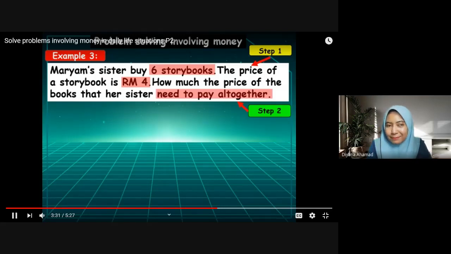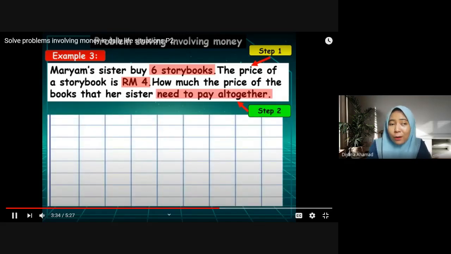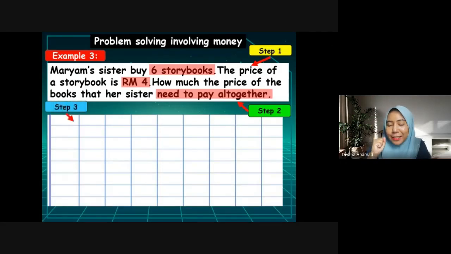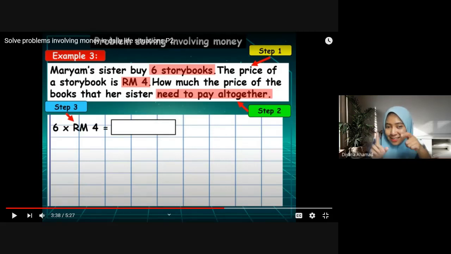Okay, we'll see. Because Mariam needs to buy all together, you guys need to do the multiplication of money. 6 times 4 because one book 4 ringgit. But Mariam's sister buy 6 books, storybooks. Right? So we already learned before. So you must remember times table. So 6 times 4. Everyone, you remember? Table 6 or table 4? What is your answer? Okay, do the calculation that we already learned.